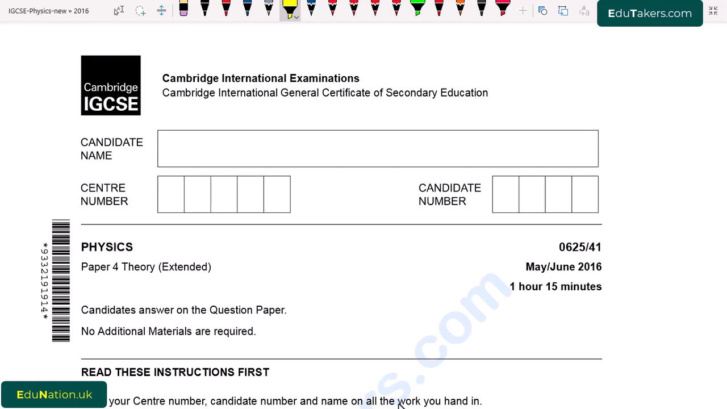Today we are going to solve Cambridge IGCSE Physics Paper 4 Theory Extended held in May-June 2016, and the paper code is 0625 with variant 41. So let's start from question number 1.